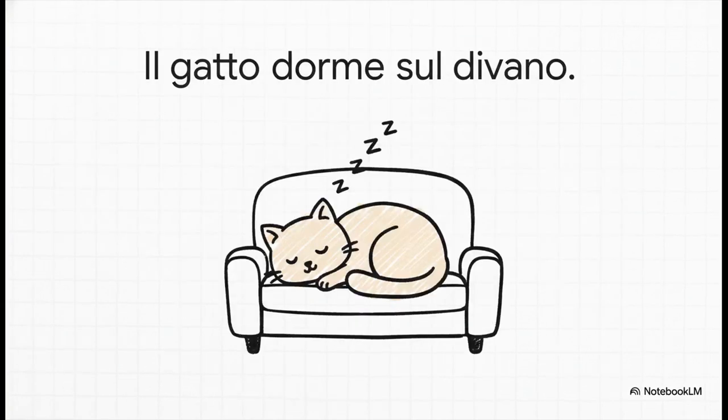And to round it out, let's do an -ire verb, dormire, to sleep. Our subject is il gatto, the cat. Now, in Italian, it uses the exact same verb form as he or she, so we look for lui, lei in the -ire column, and the ending is -e. Dormire turns into dorme. Il gatto dorme. The cat sleeps. You're getting the hang of this, right?